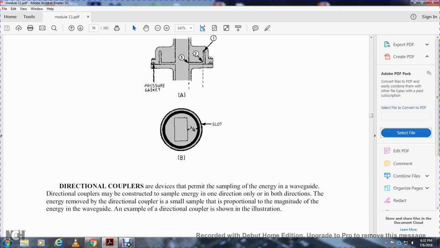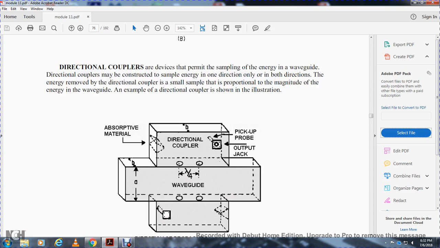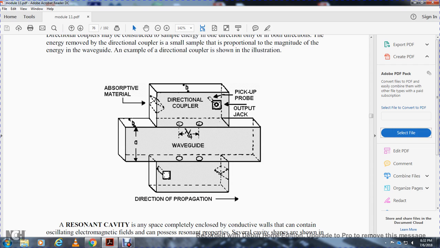The directional coupler is a device for permanent sampling of the energy in the waveguide. A directional coupler may be constructed to sample energy in only one direction or in both directions. The energy removed by the directional coupler is small, and the sample is proportional to the magnitude of the energy in the waveguide. An example of a directional coupler is shown in the illustration. In the direction of propagation, absorbent material picks up the energy with a probe to the output jack.